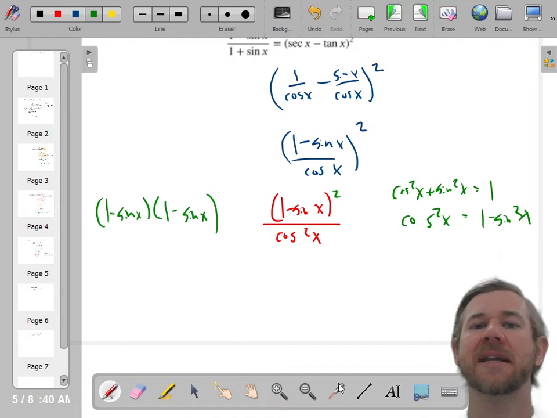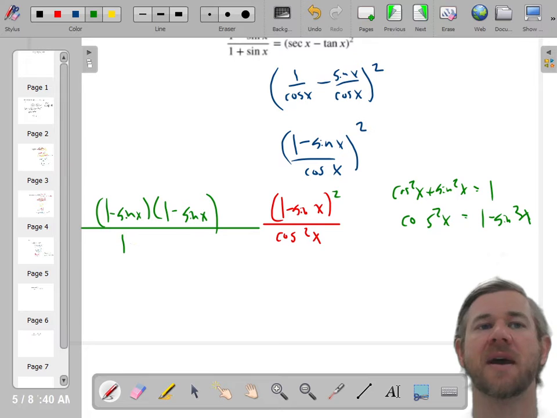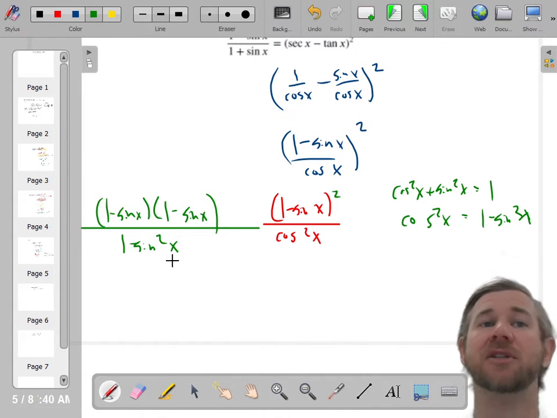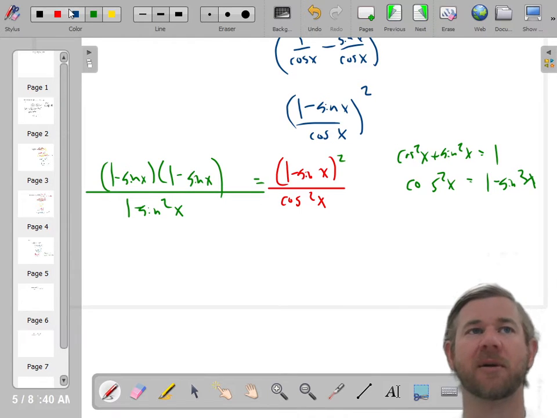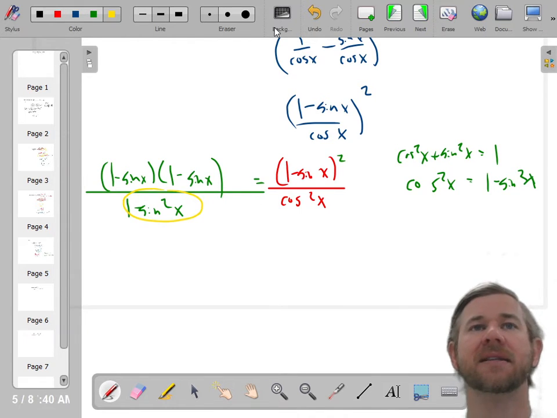But in the bottom, now what I'm going to do is my substitution, cosine squared x, I'm going to write as 1 minus sine squared x. And then what that's going to let me do is factor. So I'm doing a substitution, but I'm also going to factor this.